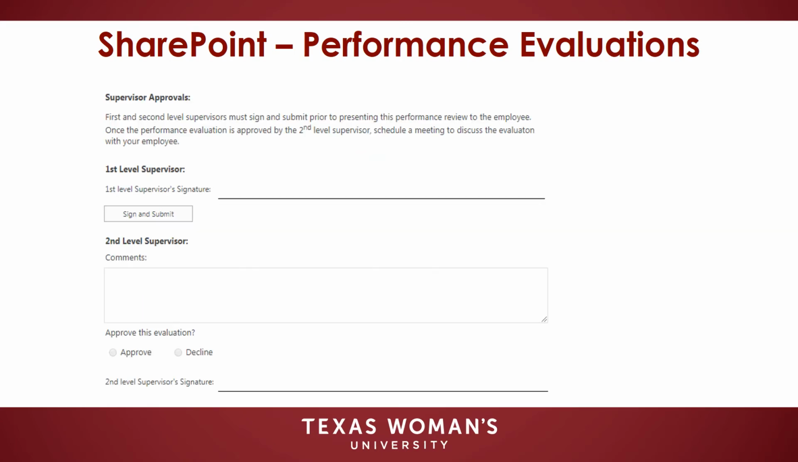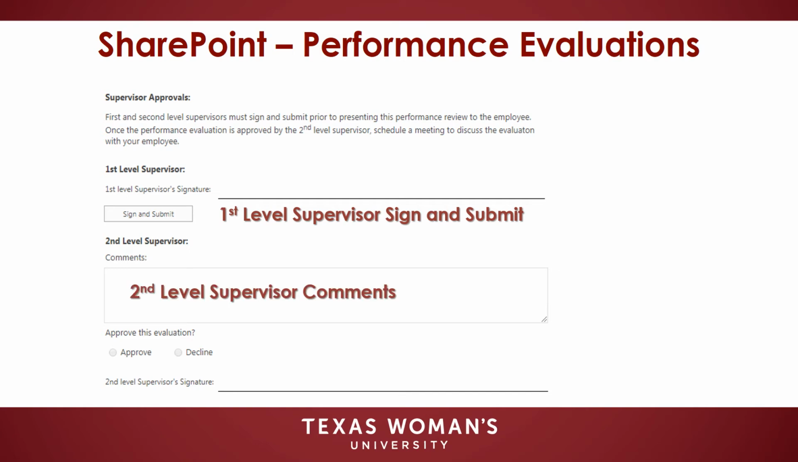The bottom portion of the performance evaluation form is the approval section. First level supervisor and second level supervisor approvals are required. Following completion of the evaluation, the first level supervisor will sign and submit. An automatic workflow email will be sent to the second level supervisor for comments and approval. The second level supervisor will either approve or decline.